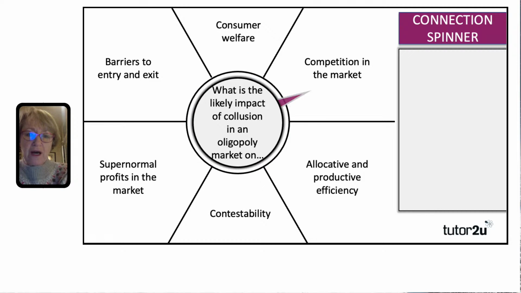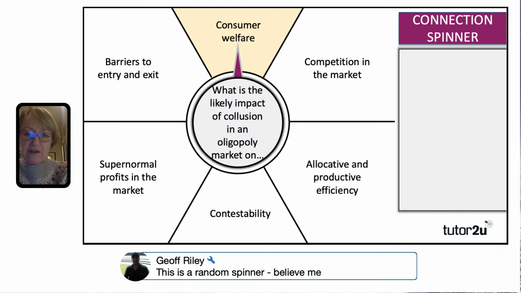So we're going to put a little hand on here, and it's going to spin round and stop at random on one of those. Okay, consumer welfare. So here's your question. What's the likely impact of collusion, that's the cause, in an oligopoly market on consumer welfare? That's the effect that we're looking for, is the effect on consumer welfare.